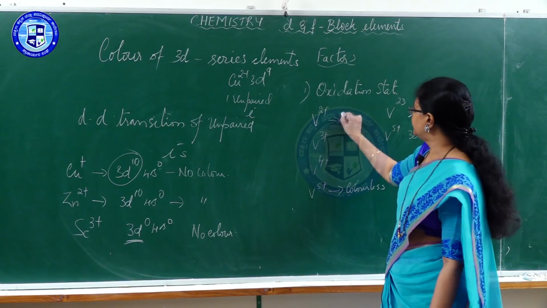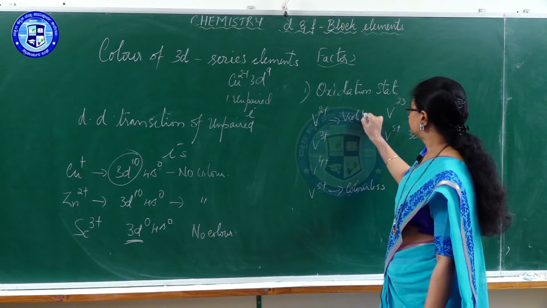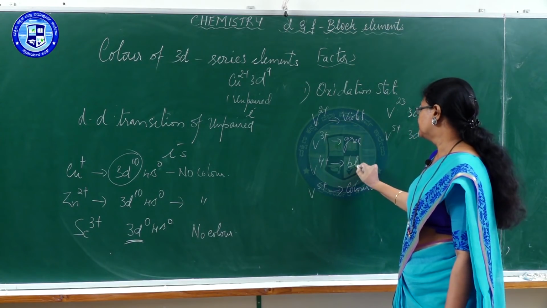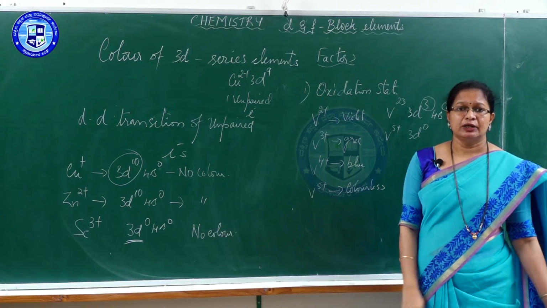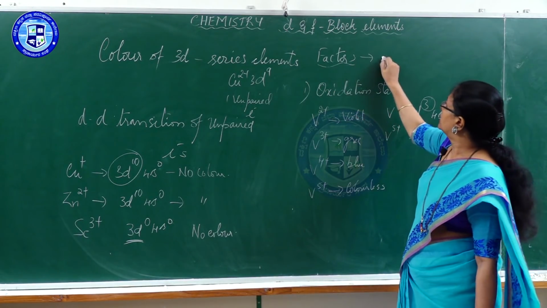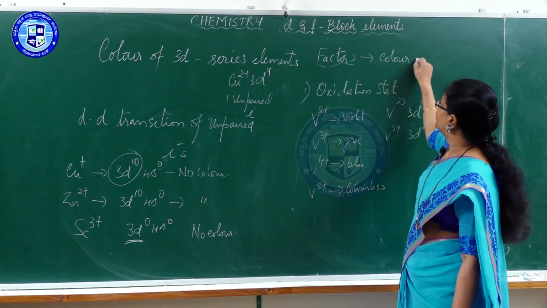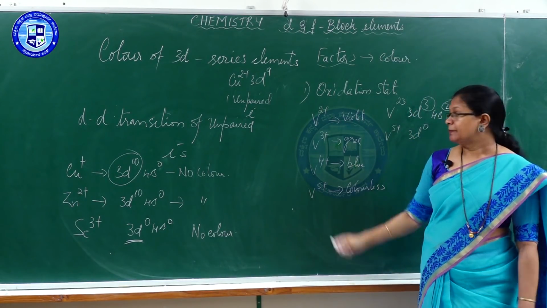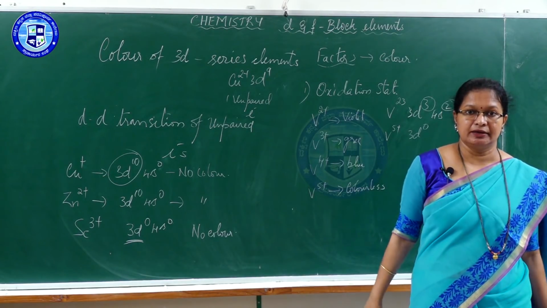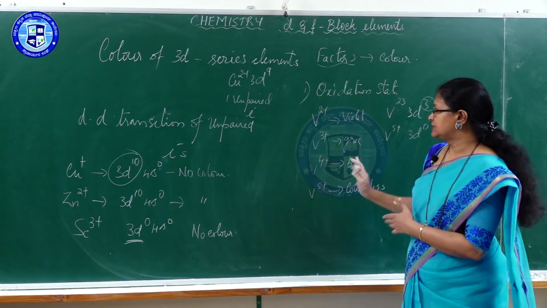Whereas, vanadium +2 is violet. This is green. This is blue. Look at the difference in the color of their salt. Hence, there are factors that decide color. One of the factors is oxidation state. Based on their oxidation state, the metal salt changes its color. The metal salt solution changes its color.